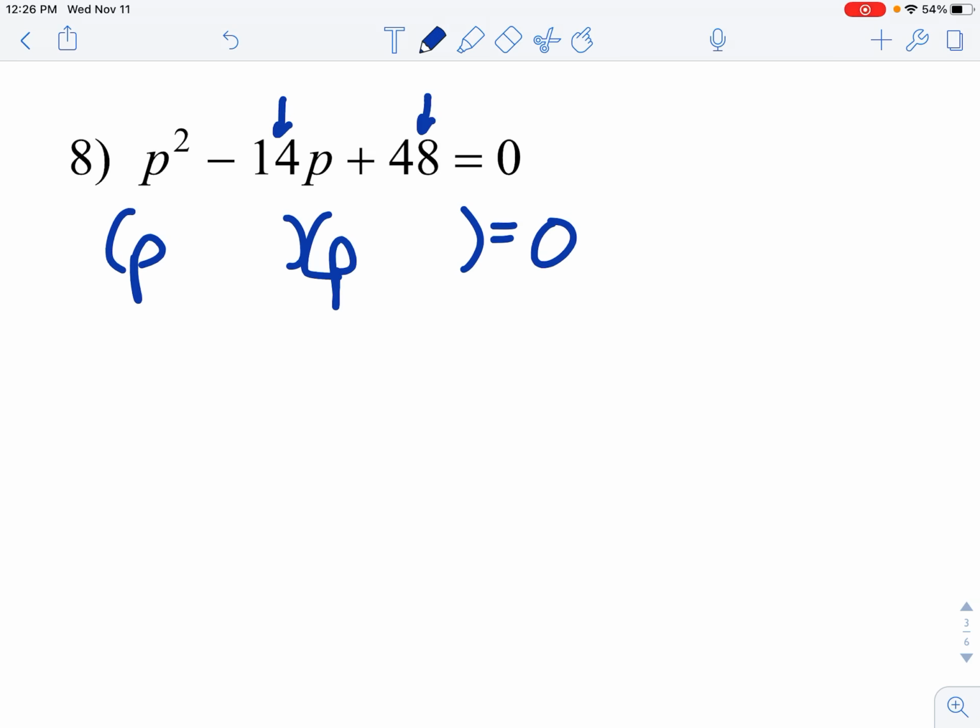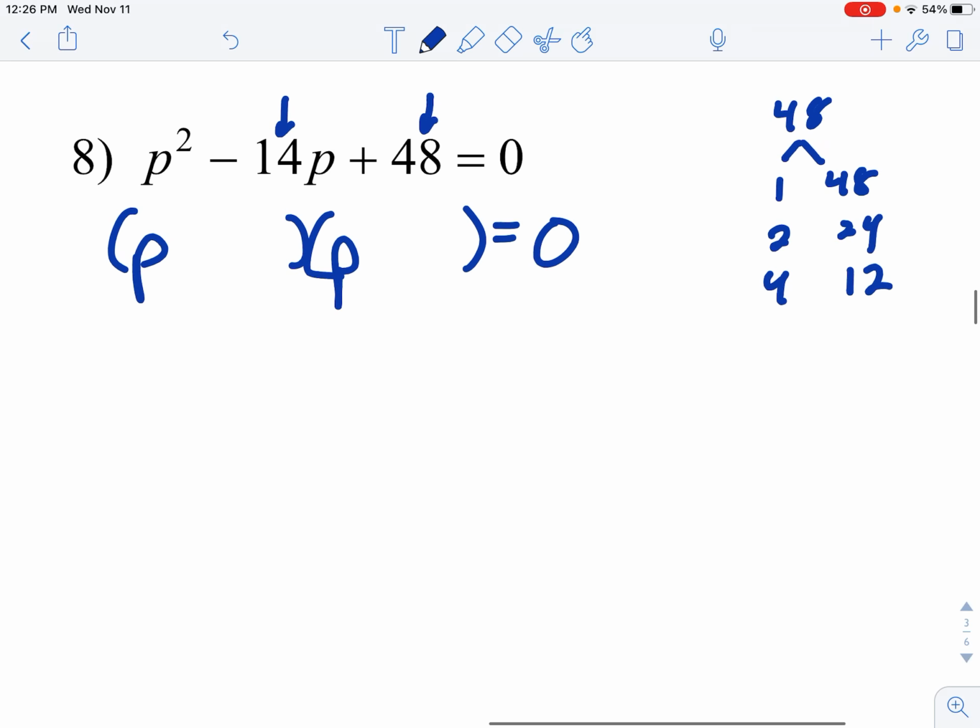Well, if you recall, the one method I showed you to do this: 1 times 48, 2 times 24, 4 times 12, oh, 3, I skipped 3. I think 3 times 16, and then 6 times 8, and the next would be 8 times 6, so I get the same numbers backwards.